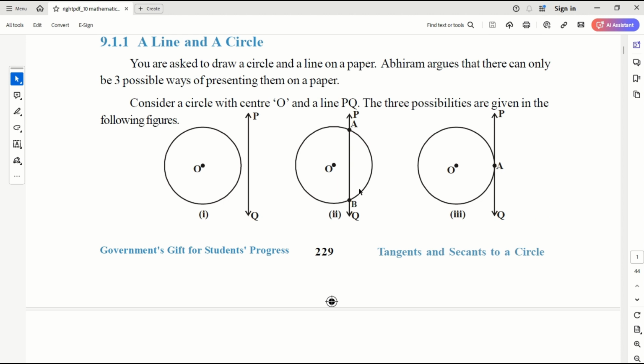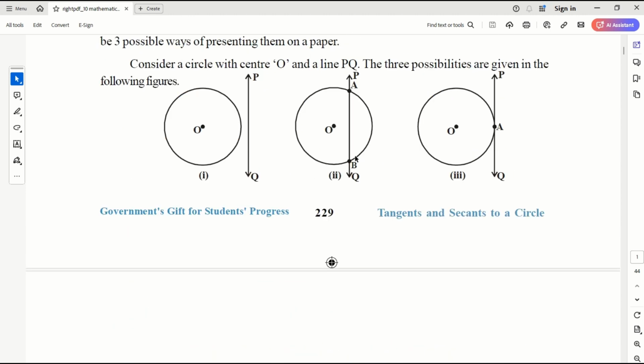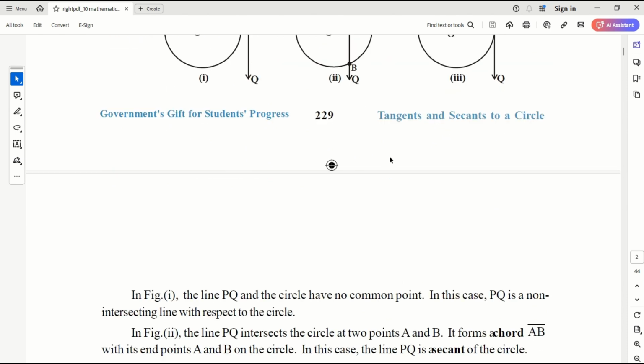And a secant touches the circle at 2 points. Can a line touch a circle at more than 2 points? Definitely not, right? So these are the two options we have. One is called tangent, the other one is the secant. Here AB we call a chord, right? AB is a chord and AB, this line, is a secant.